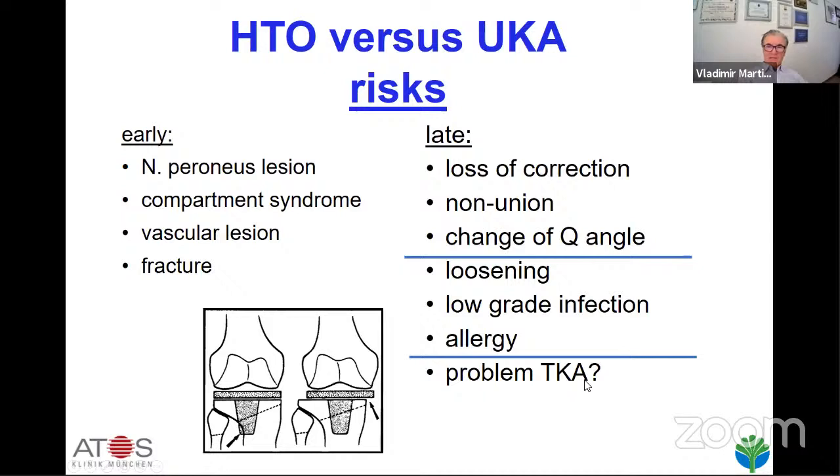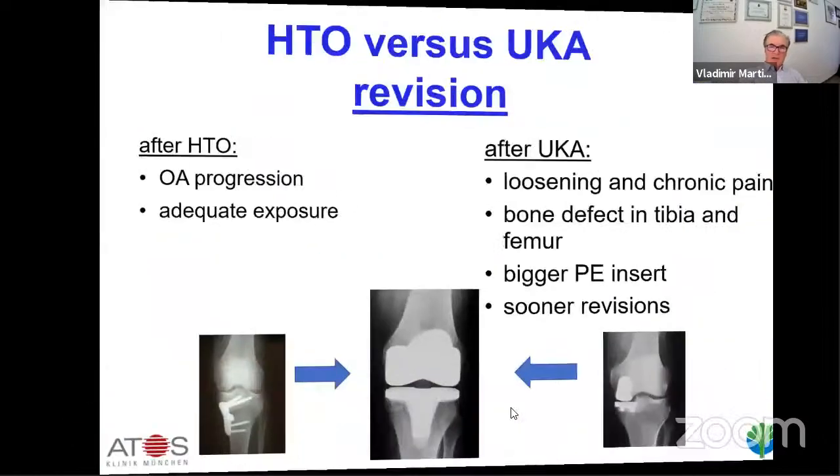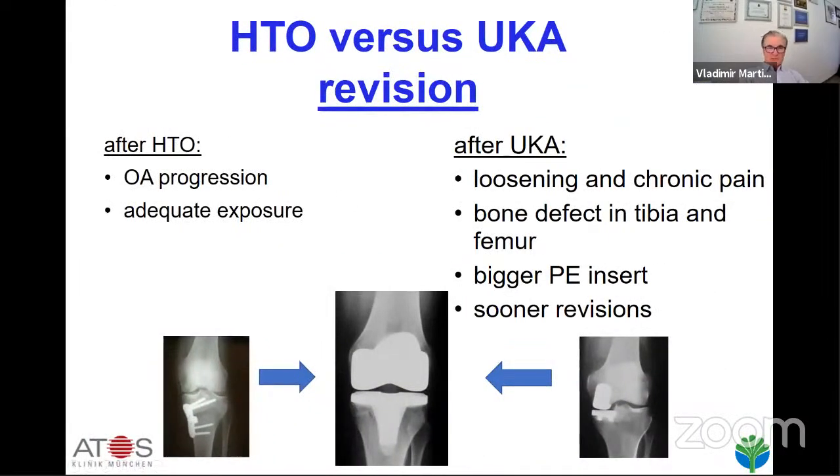And there's also the problem of later TKA. If we need a revision after 10, 15, 20 years, do we have problems following high tibial osteotomy or unicondylar? Also here on the pictures you see, this is the problem of the past. As we performed closed wedge osteotomies, we changed the offset on the lateral side, and then we had later problems with implantation of the tibial implants in total knee. In this case, we perform open wedge, we don't have this offset problem anymore, and we don't have this problem in our patients. If you look at the revisions, there are a lot of publications on which is easier, a revision following high tibial osteotomy or following unicondylar.